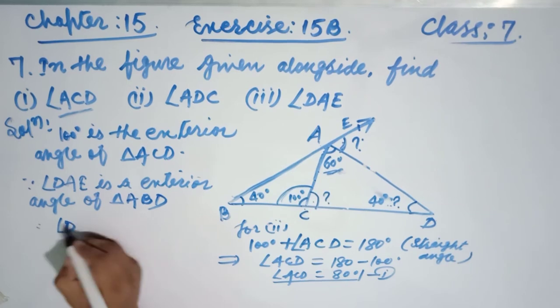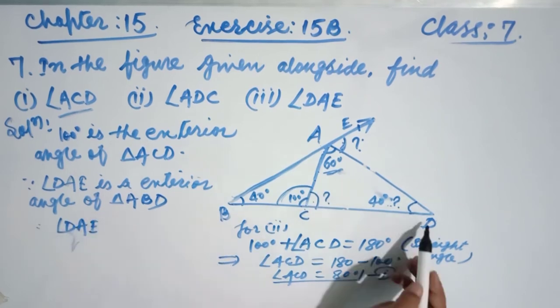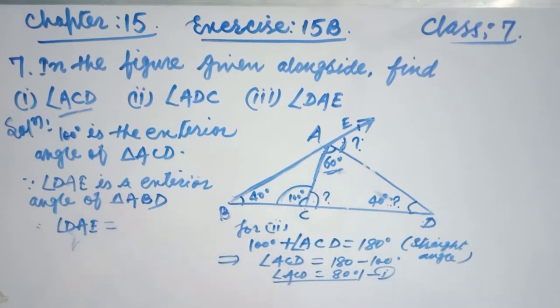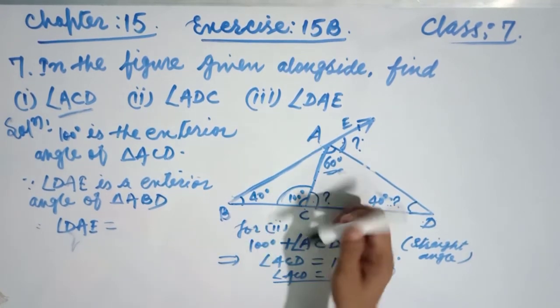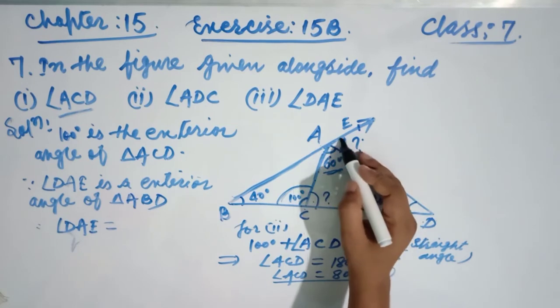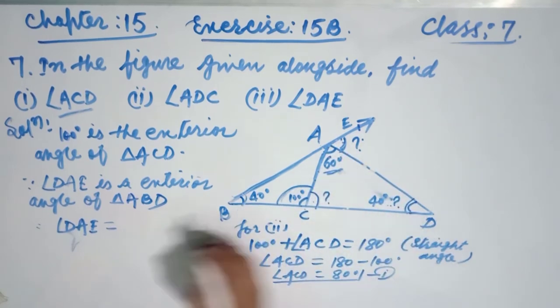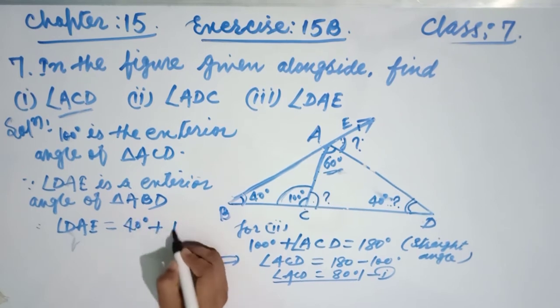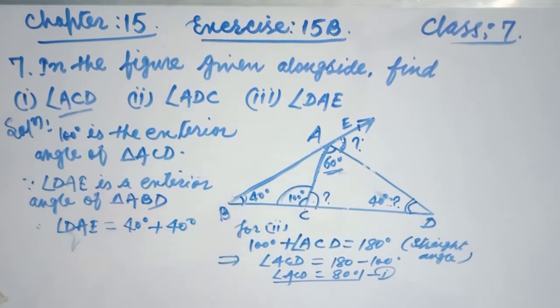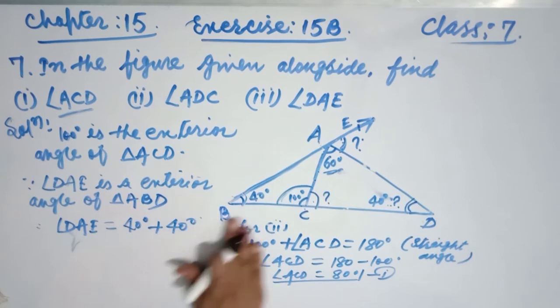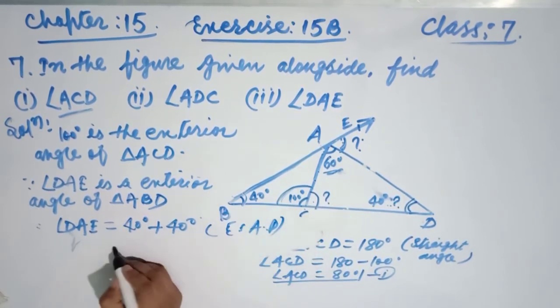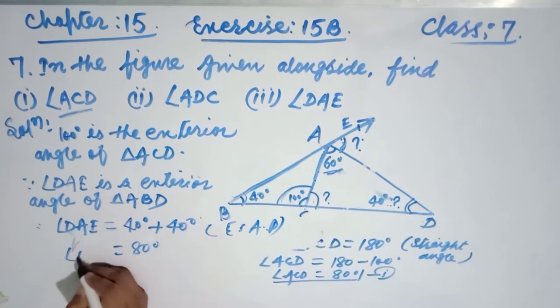Now we can see, friends, this exterior angle DAE is equal to the sum of the two interior opposite angles, this angle plus this angle. So we can write this is 40 degree plus also 40 degree. Reason, friends: exterior angle property. So this becomes 80 degree. This is the answer. Angle ADE becomes 80 degree.